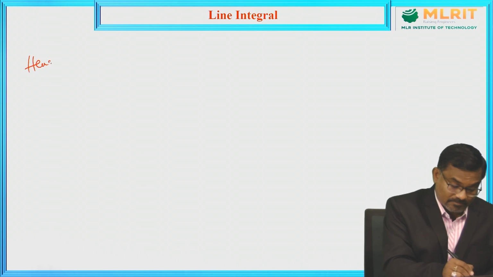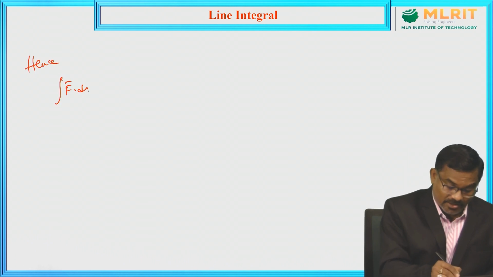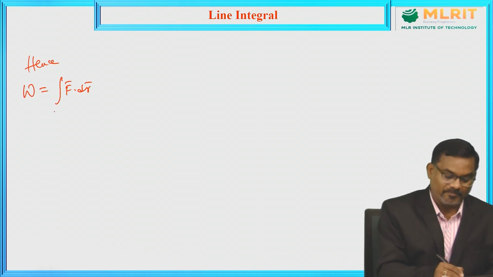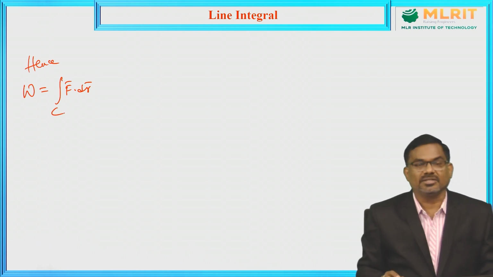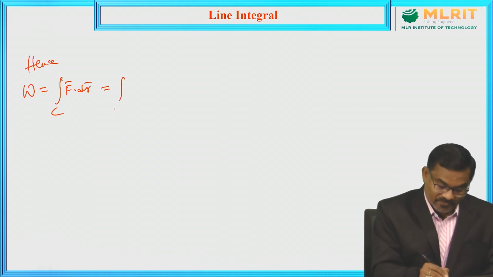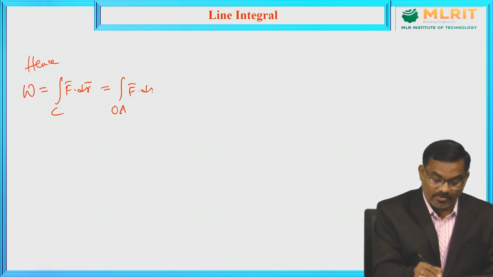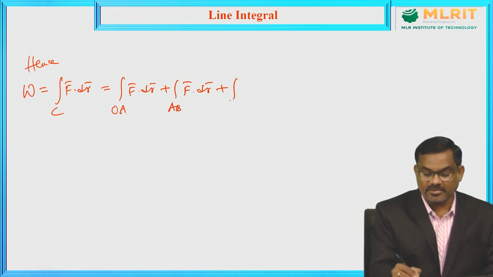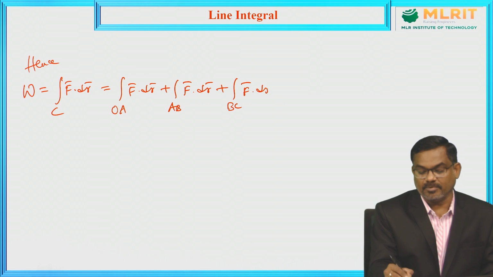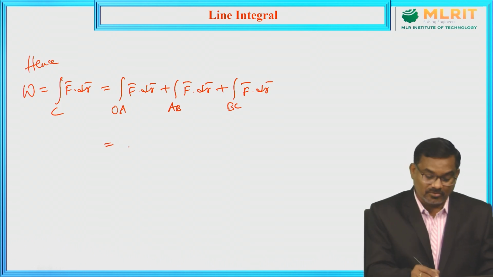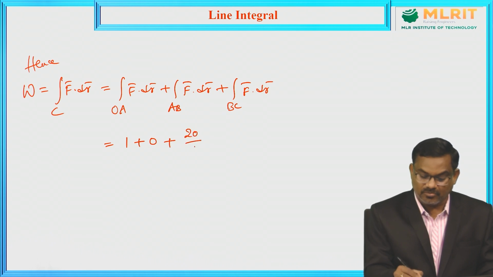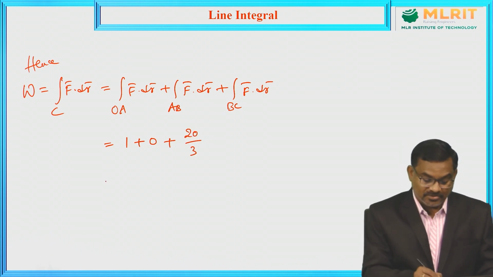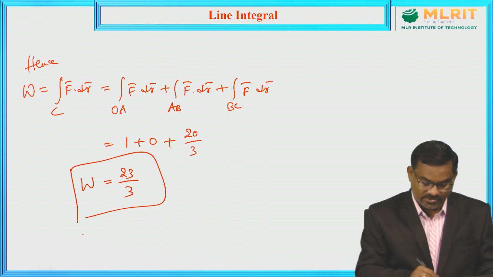Hence, the line integral of f bar dot dr bar, which is the work done along the curve C, is equal to along OA f bar dot dr bar plus along AB f bar dot dr bar plus along BC f bar dot dr bar. The first value we obtained is 1, the second is 0, and the third one we just now calculated is 20 by 3. So overall the answer, or the work done, is 23 by 3.